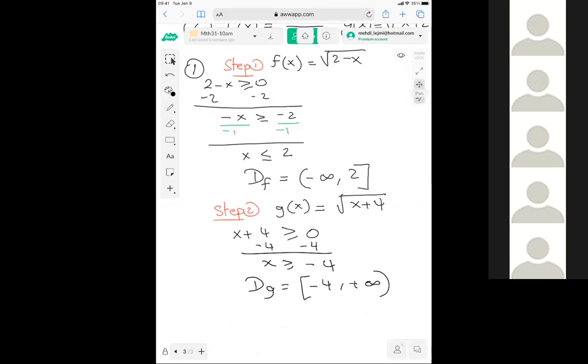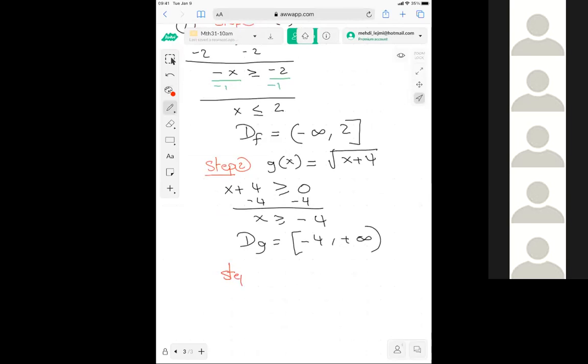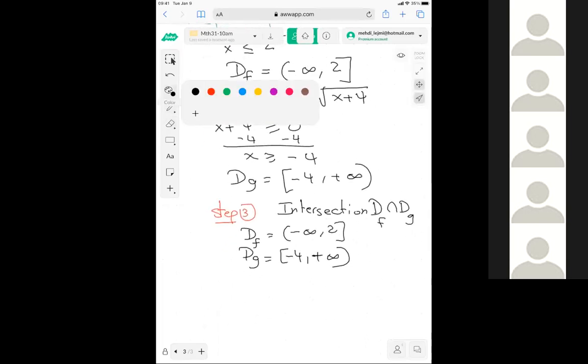Now in step three, I can find my intersection domain, the domain of f intersected with the domain of g. The domain of f is negative infinity to positive two, and the domain of g is negative four to positive infinity. Let's draw the number line. Again, guys, the number line is not your final answer. Your final answer should be in interval notation. The number line is just to explain the answer.